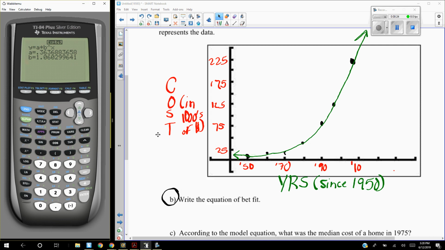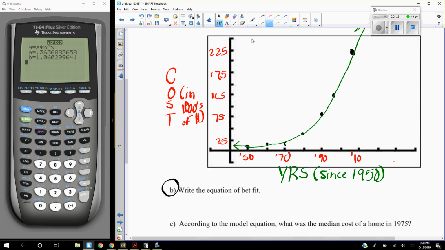And it should calculate an equation for you. We're going to round these decimals to 2 places. So our equation is going to be Y equals, the A value is 0.36, the B value is 1.06, and we're going to raise that to the X power.